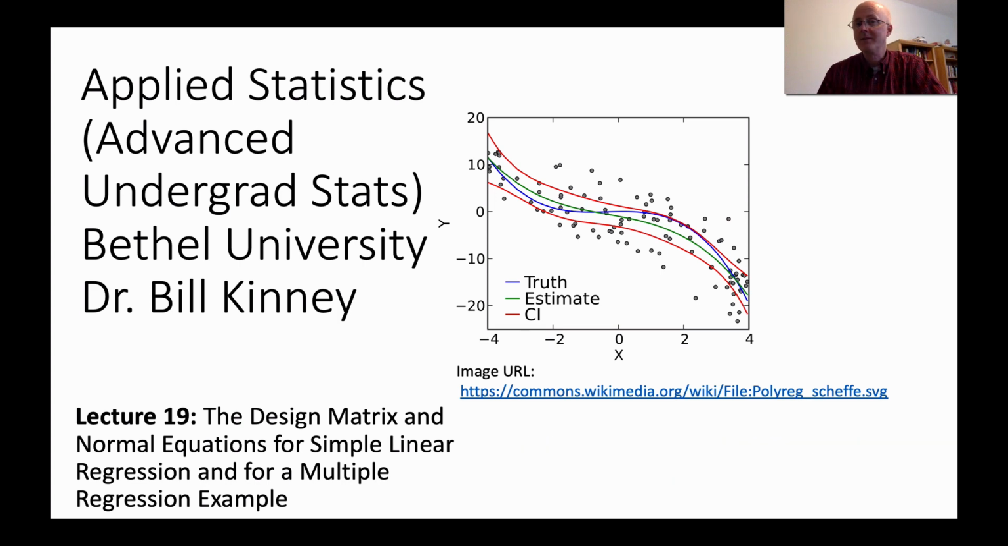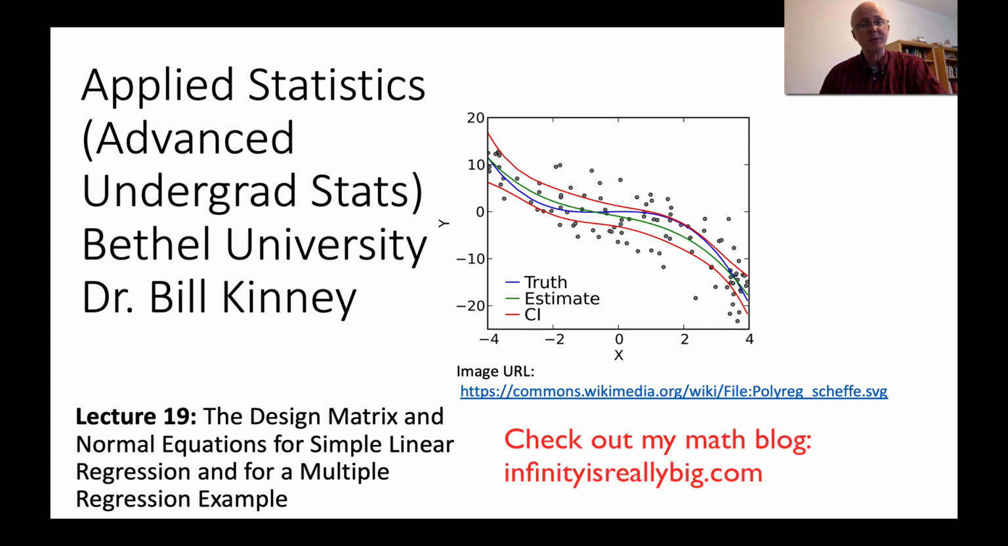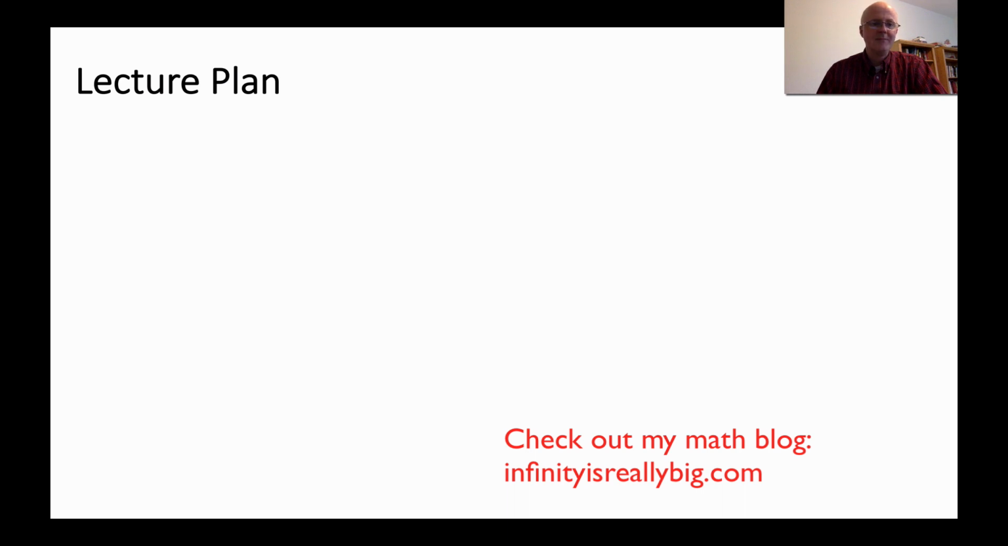Our goal is to talk about the design matrix and normal equations for, first of all, going back to simple linear regression, and second of all, going to our first multiple regression example where we've got two explanatory variables, in other words, two predictor variables. We're trying to predict y when we know x1 and x2. Here is the lecture plan.